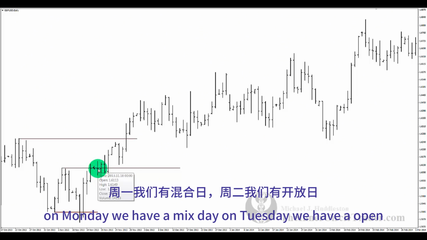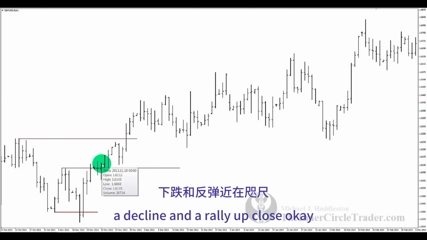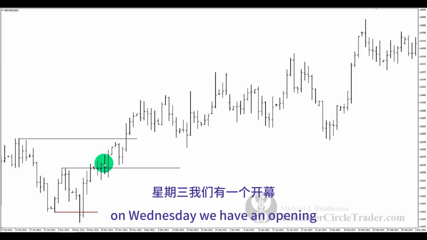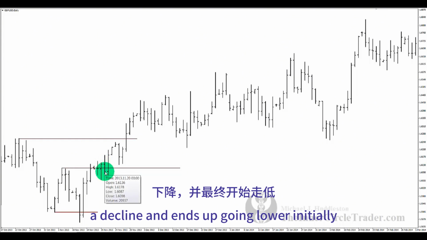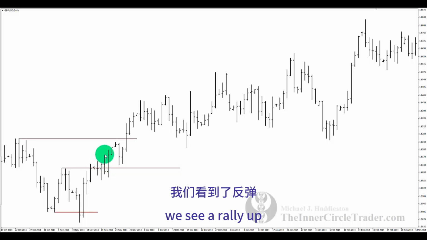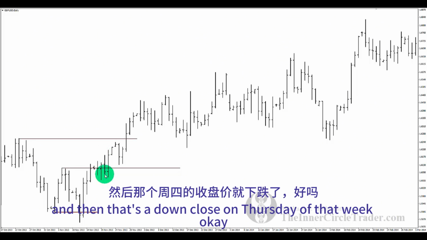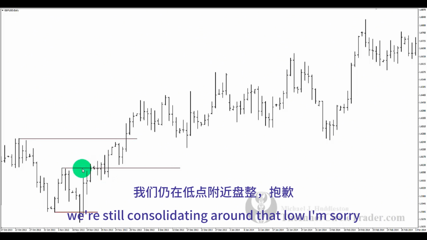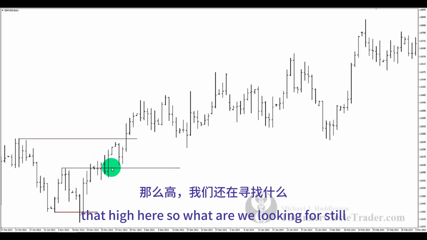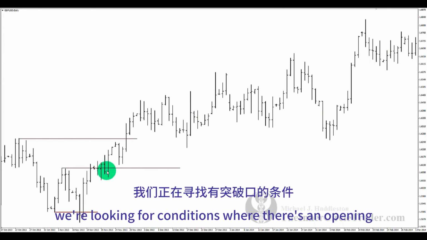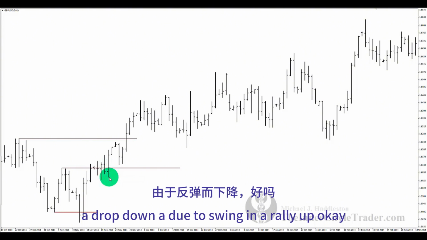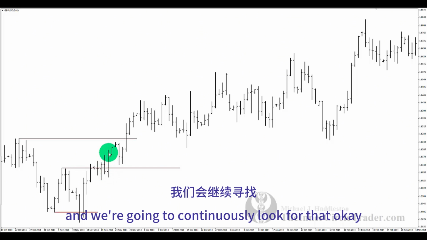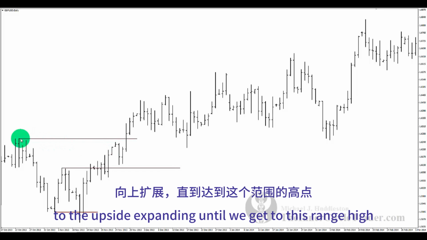On Monday we have a mixed day. On Tuesday we have an open, a decline, and then a rally up close. Okay, on Wednesday we have an opening, a decline, and it ends up going lower. Initially we see a rally up and then it has a down close. On Thursday of that week, we're still consolidating around that high here. So what are we looking for still? We're looking for conditions where there's an opening, a drop down, a Judas swing, and a rally up. And we're going to continuously look for that to the upside, expanding until we get to this range high.